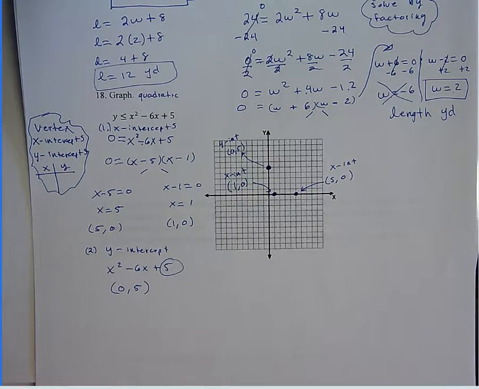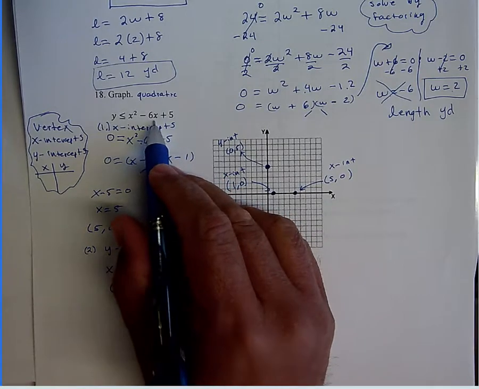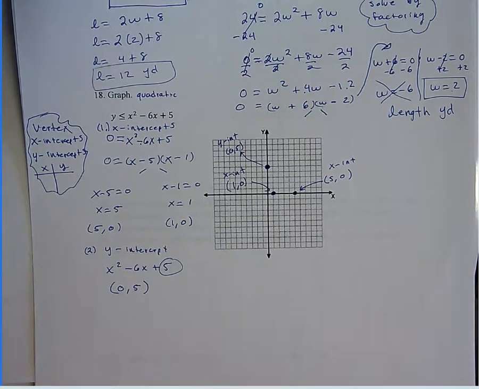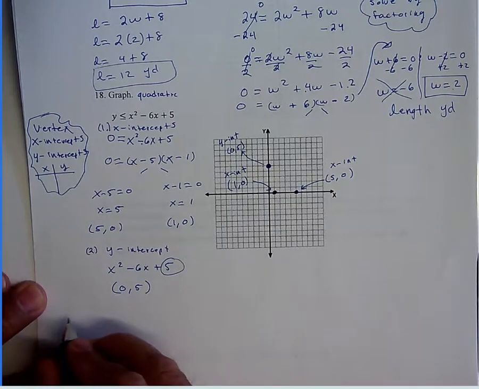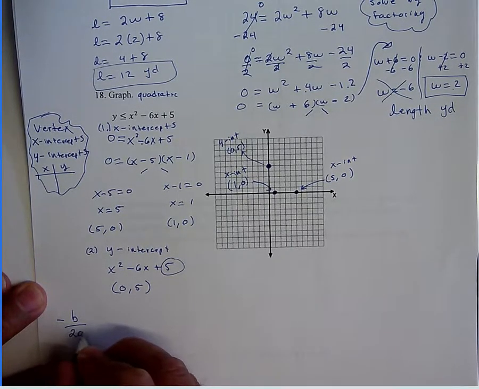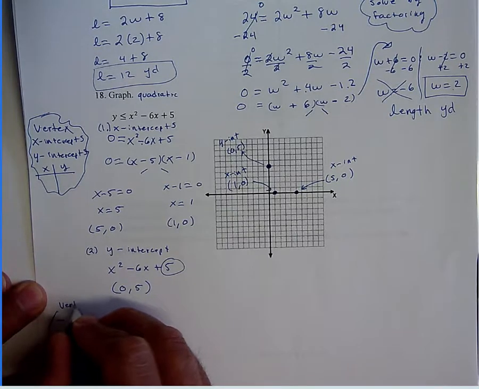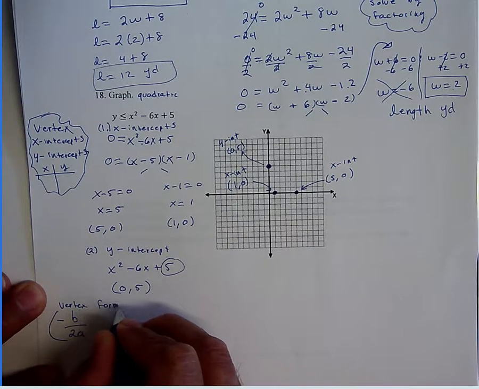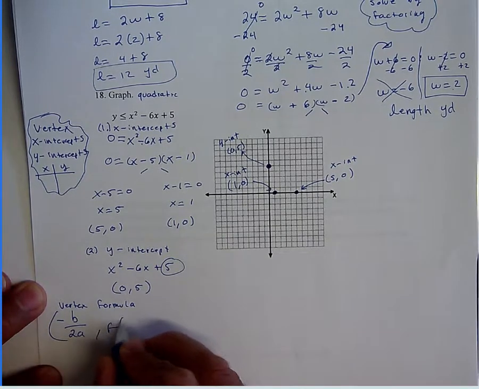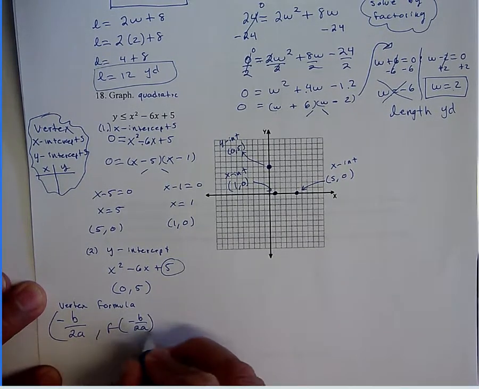And you can use a vertex formula if you guys remember. Or you could complete the square here. That would be kind of crazy to do. I would stay away from completing the square. I would just use the formula, which is negative b over 2a, the vertex formula, and then the f of negative b over 2a, like that.